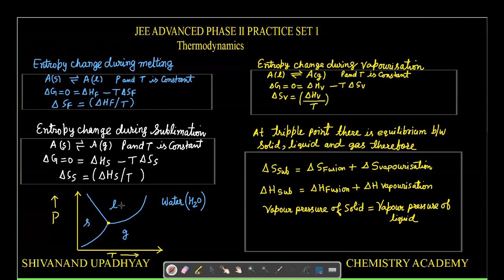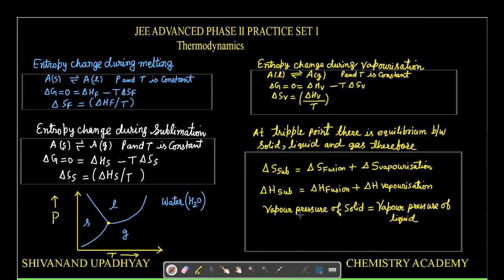This point is a triple point. There is an equilibrium between solid, liquid, liquid and gas, and solid and gas. And for all these equilibria at the triple point, the pressure and temperature will be the same. So that is different from the other cases of melting, vaporization, and sublimation, where the temperature is different, but at the triple point, the temperature is the same for all the processes. Therefore, since temperature is the same, I can write that delta S sublimation is equal to delta S fusion plus delta S vaporization. Delta H sublimation is equal to delta H fusion plus delta H vaporization.